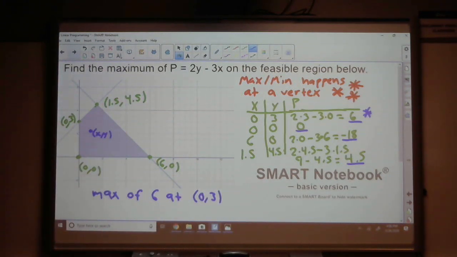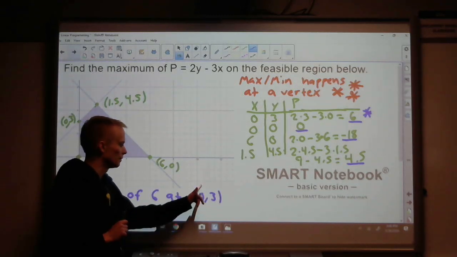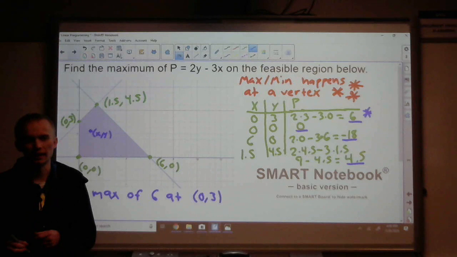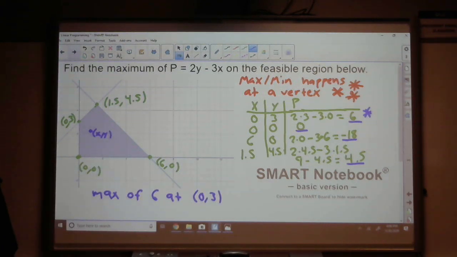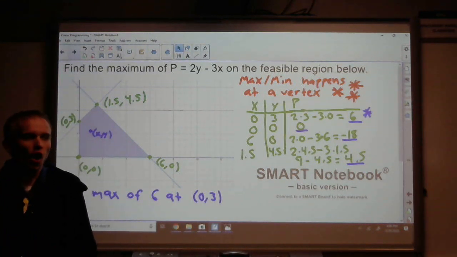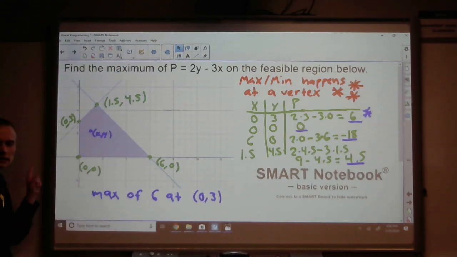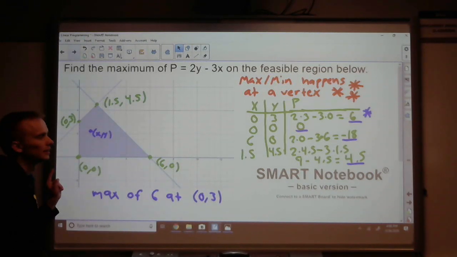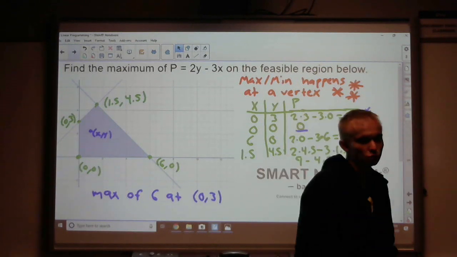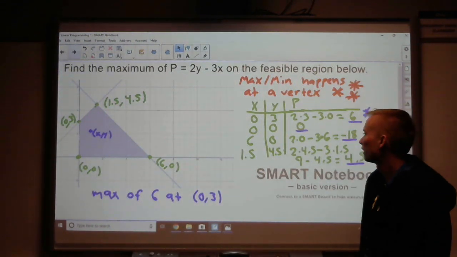Okay? So in other words, if this was producing shoes, I would produce 0 of the first kind of shoe and 3 of the second kind of shoe. So this isn't that bad, right? All you have to do is find the vertices of your region and plug those into the function and compare which one is biggest. That is where the maximum happens.